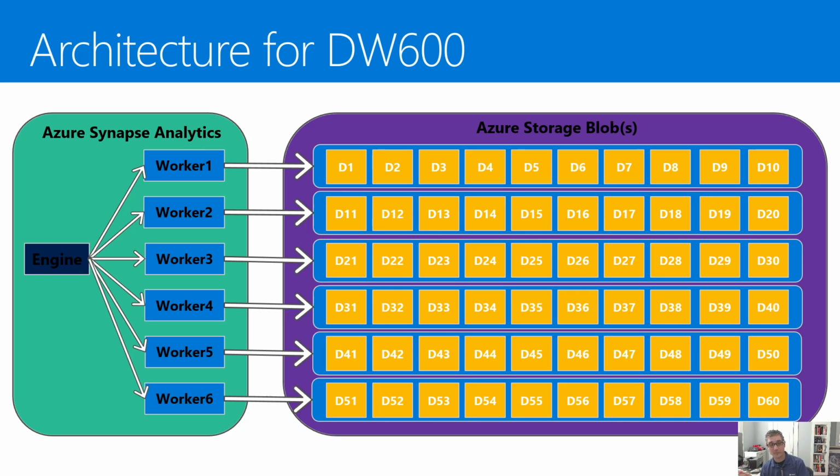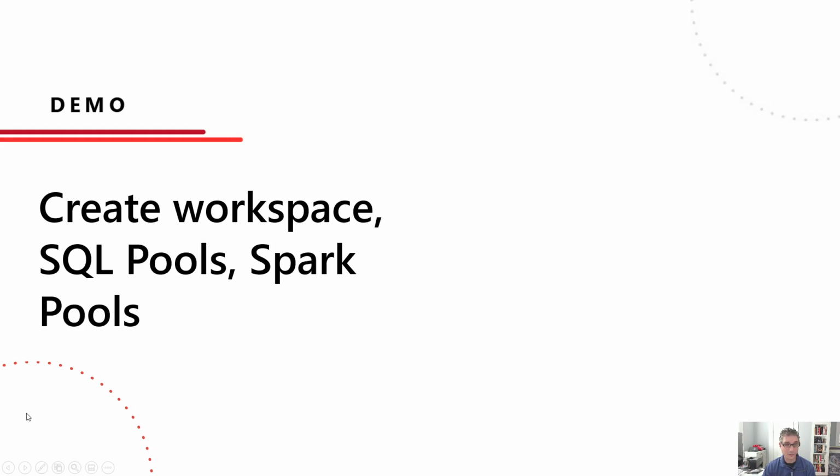If I scale all the way up, I will get 60 VMs, so 60 compute nodes against the 60 distributions, a one-to-one relationship. Again, this complexity is all hidden, and those matchups could change in the future, but this is the way it works. The benefit is I never have to shuffle data around. If I scale up, I'm not getting additional storage that I have to reallocate all that data to. It's fixed no matter what DW units you are at. So that's a quick introduction to Synapse, and now we will head over and I will start the demo.